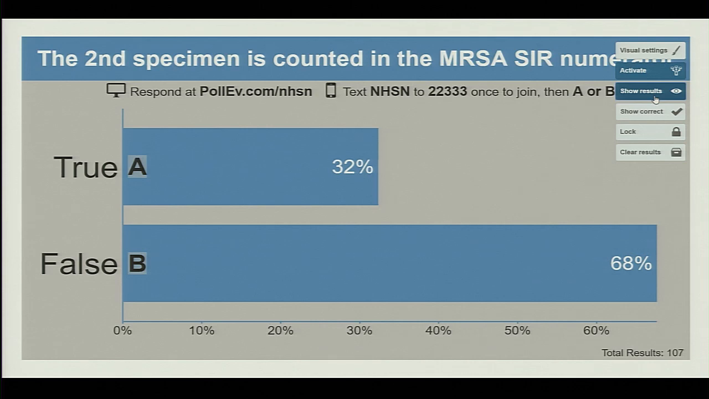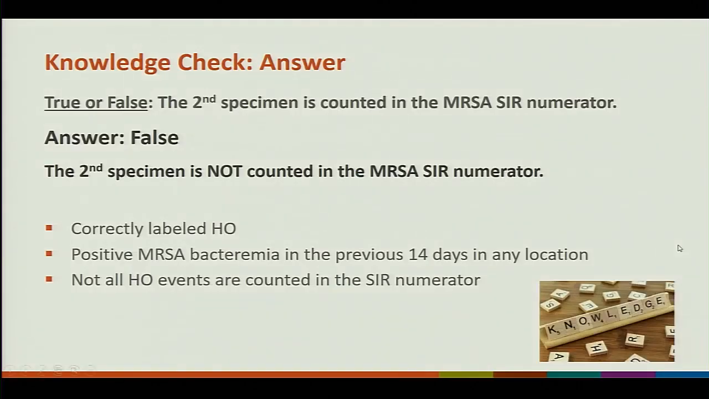So the correct answer is false. So the second specimen is not counted in the MRSA SIR numerator. That second specimen is correctly labeled as healthcare onset, but there was a positive MRSA bacteremia in the previous 14 days in another location. So just as a reminder, not all HO events are counted in the SIR numerator.